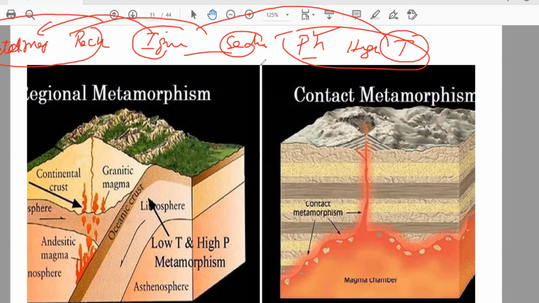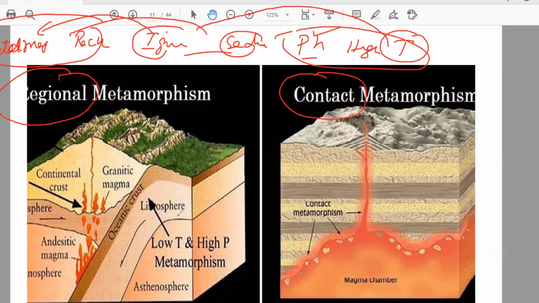Now we talk about the process, how they convert into a metamorphic rock. There are two methods. Number one is known as regional, the other is known as contact.